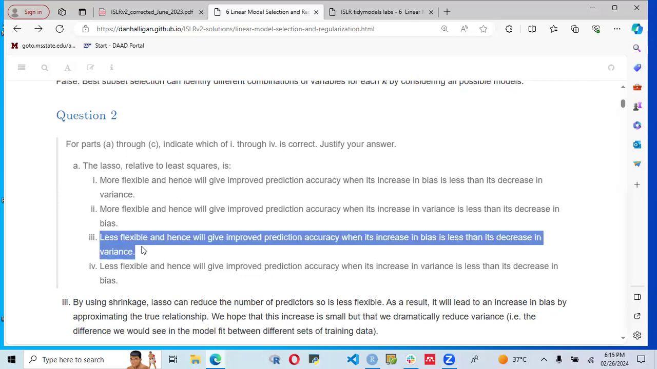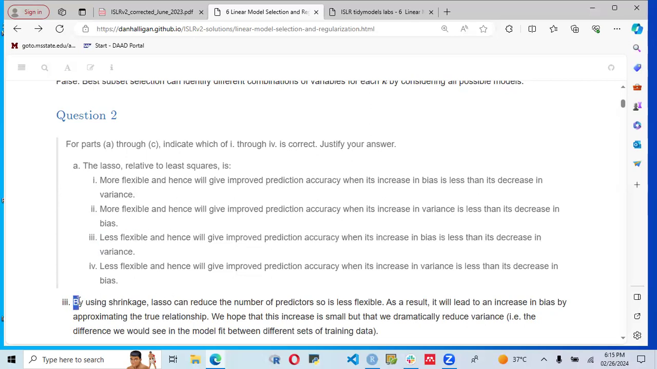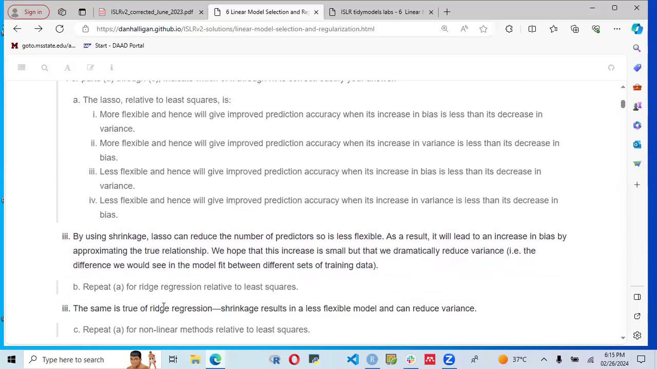So here we see the third option is correct, because, as we said, by using shrinkage, lasso can reduce the number of predictors. So it's less flexible. As a result, it will lead to an increase in bias by approximating the true relationship. We hope that this increase is small, but that we dramatically reduce variance. That is the difference we will see in the model fit between different sets of training data.